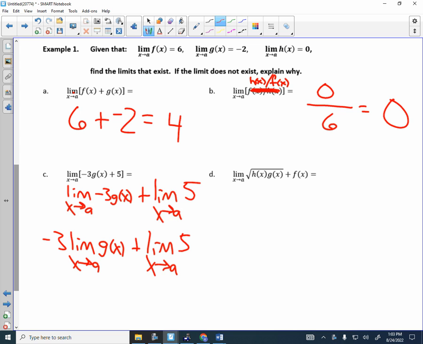So let's just go ahead and plug it in. What's the limit for g? -2. So you plug in -2. We get -3 times -2 is 6, plus 5 is 11.